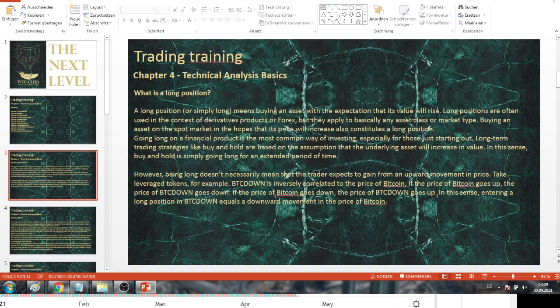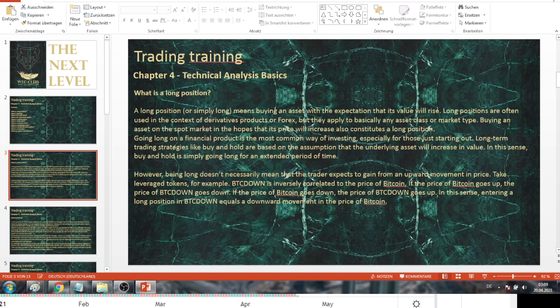So, look, what is the long position? That means you speculate that the Bitcoin price goes from 40,000 to 60,000, then you may open a long position. It means buying an asset with an expectation that its value will rise. Long positions are often used in the context of derivatives, products or forex.